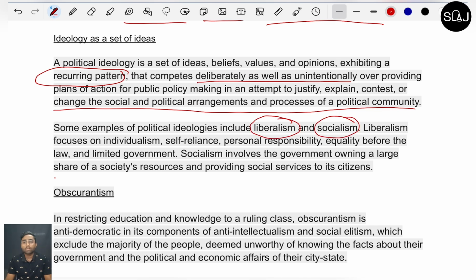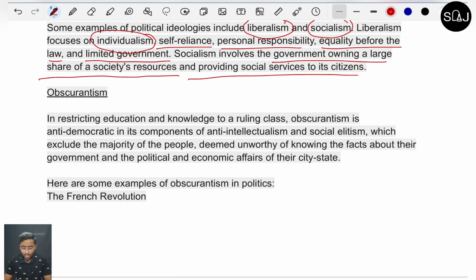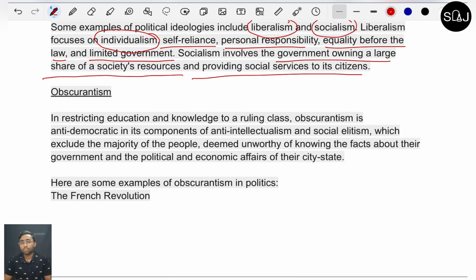Now, what is liberalism? Liberalism is a theory which focuses on individuality, or we can call it individualism, and self-reliance, personal responsibility, equality before the law, and limited government. Socialism, on the other hand, involves the government owning a large share of a society's resources and providing social services to its citizens.